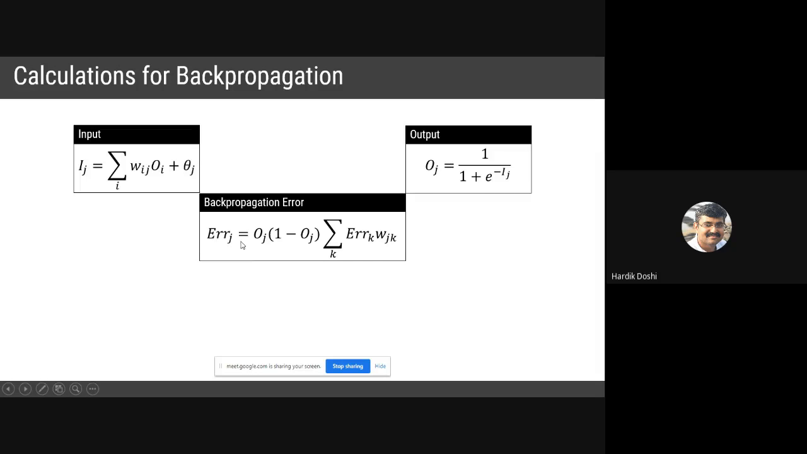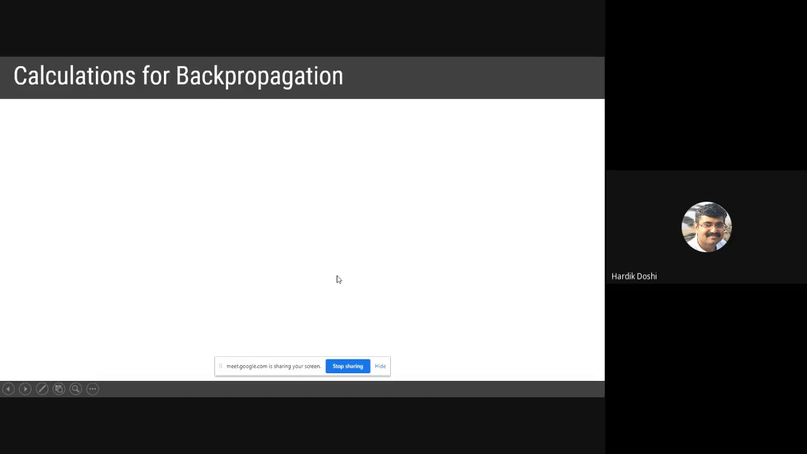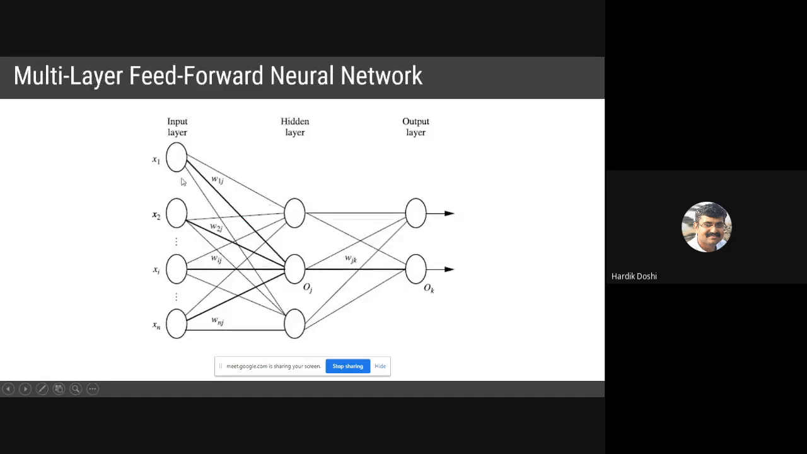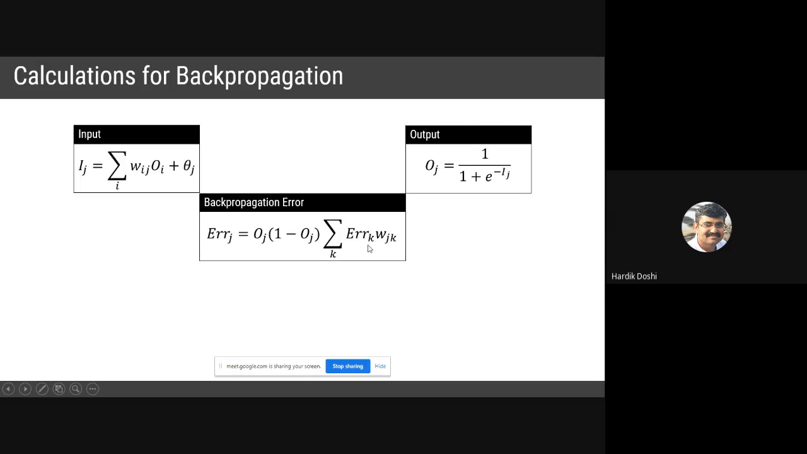So the error in unit j is given as Oj into 1 minus Oj, that is, output into 1 minus output, into summation over k, error of k into weight jk. See, previous errors are also to be computed. Say for example, I want to modify the weight W1j. For that, I should have modified Wjk, and the errors which are back propagated are to be added over here. So that's why we are going with this formula: error in unit k into Wjk. So this is back propagated.